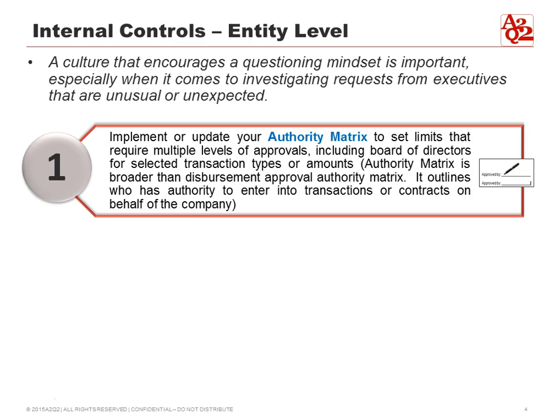So one of the controls we highly recommend is implementing and updating your authority matrix to set limits that require multiple levels of approvals, including board of directors for selected transaction types or amounts. And let me explain that an authority matrix is broader than a disbursements approval authority matrix. It outlines who has the authority to enter into transactions, whether it's sales transactions and purchases and so forth, and just even in general agreements on behalf of the company.